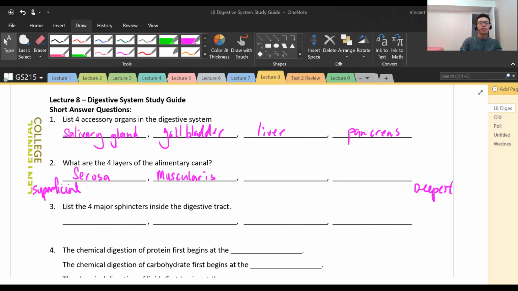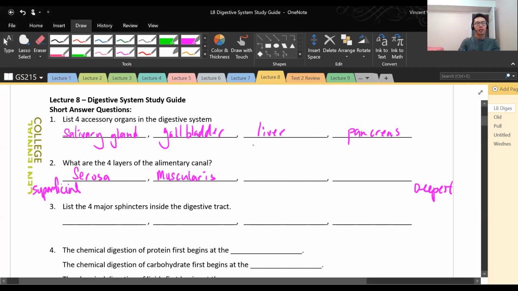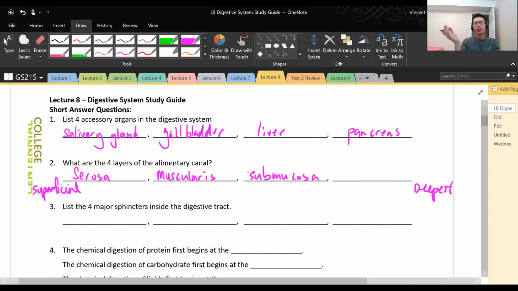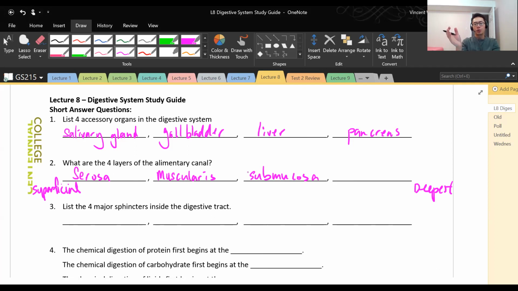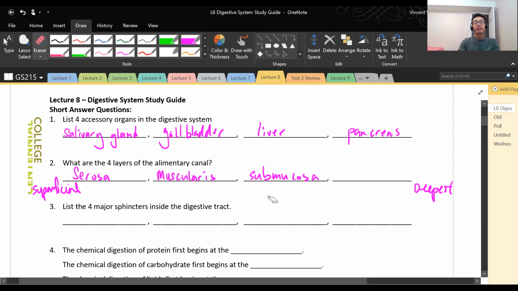Okay, what's underneath the muscularis? Anybody? Underneath the muscularis. Submucosa. That's right. Thank you. Submucosa is the layer where you will find the blood vessels. So they supply nutrients to the alimentary canal. They also help with the absorption, particularly in the latter part of the small intestine, the jejunum and the ileum. This is also where you will find lymphatic vessels as well as nerve endings.